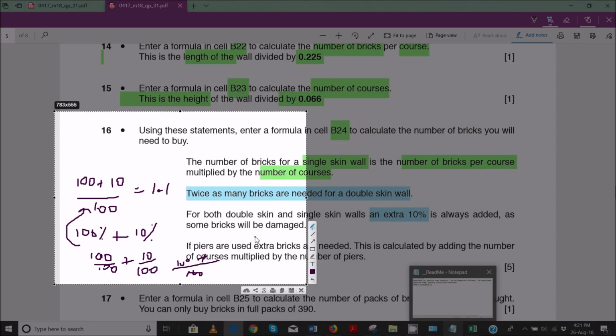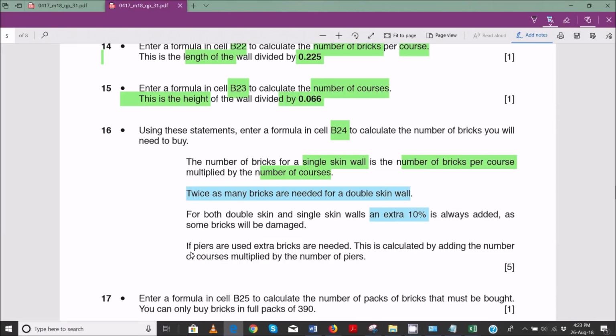So that's it, guys. Let me not waste so much time here because this video otherwise will be too long. So if piles are used, extra bricks are needed. This is calculated by adding the number of courses multiplied by the number of piles. Again, this is very important. If we use the piles, then we need to use extra bricks to build the piles. So we need to add the number of courses multiplied by the number of piles that we need.